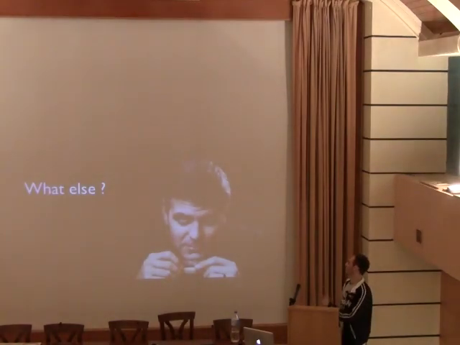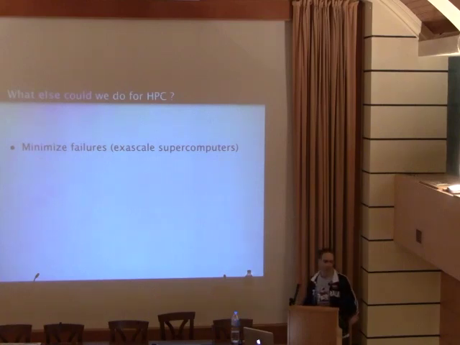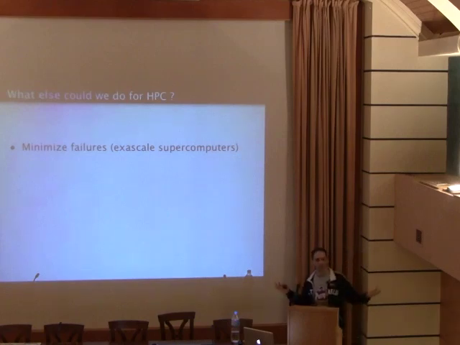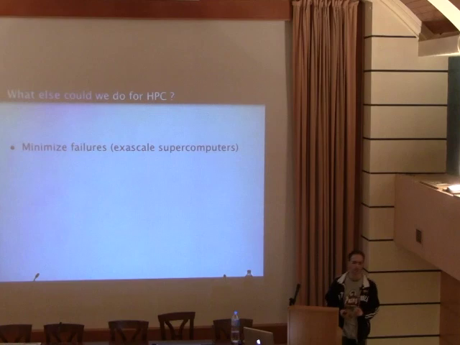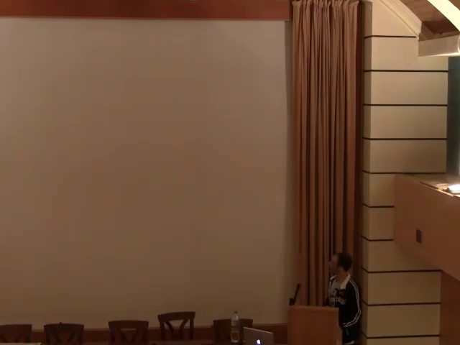So what else could we do with this? We can also try to minimize failure. We can try with machine learning to understand the failures of multiple cores, whatever. Why is it important? Well, for exascale supercomputers, when you have thousands of cores, the likelihood of one failing will be extremely high. So if we can have machine learning approaches try to predict which one will fail under what condition, that will also be very interesting.